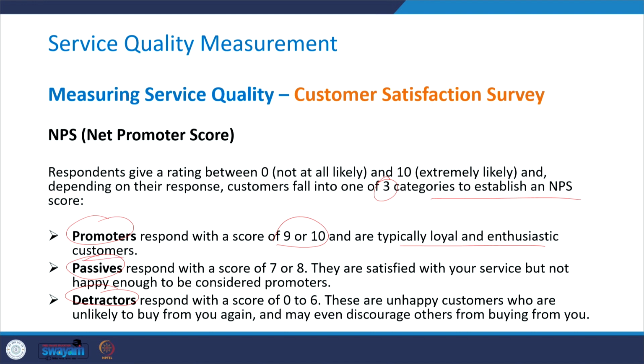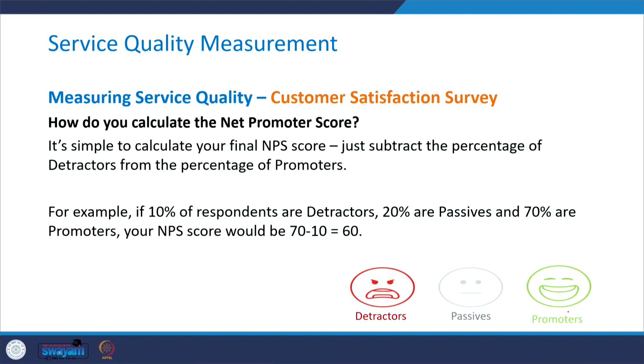Second set of customers are known as passives. Their scores are like 7 or 8. So they are satisfied with your service but not happy enough to be considered promoters. And then come detractors. Detractors respond with a score of 0 to 6. These are unhappy customers who are unlikely to buy from you again and may even discourage others from buying from you, right? So how to calculate this Net Promoter Score?